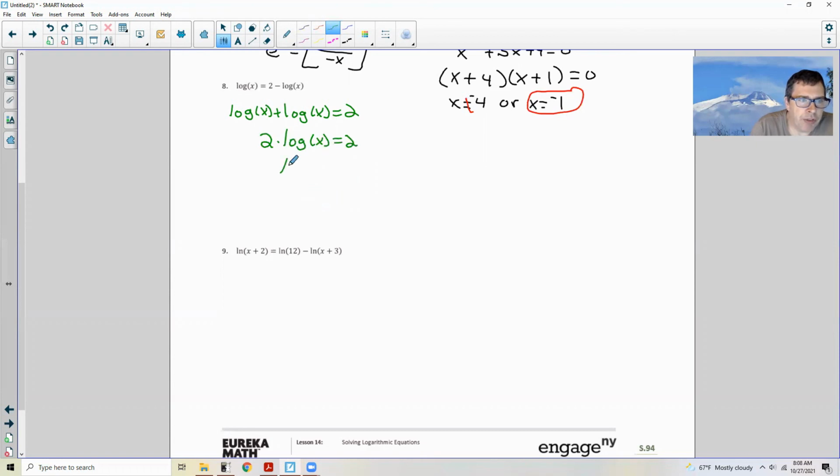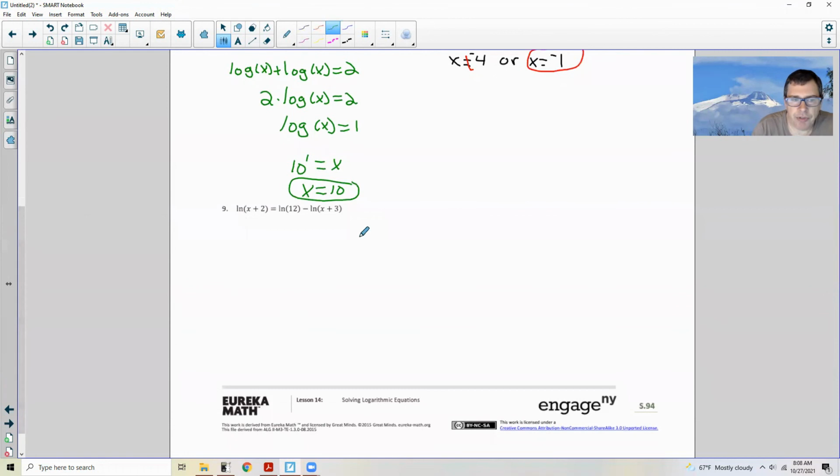Divide both sides by 2. The log of x equals 1. Convert to exponential. My base is 10, to the power of 1 equals x. So therefore x equals 10. Check it. 10's positive, 10's positive. We are all good. The answer is 10. Number 9. Let me extend this so I have more room.